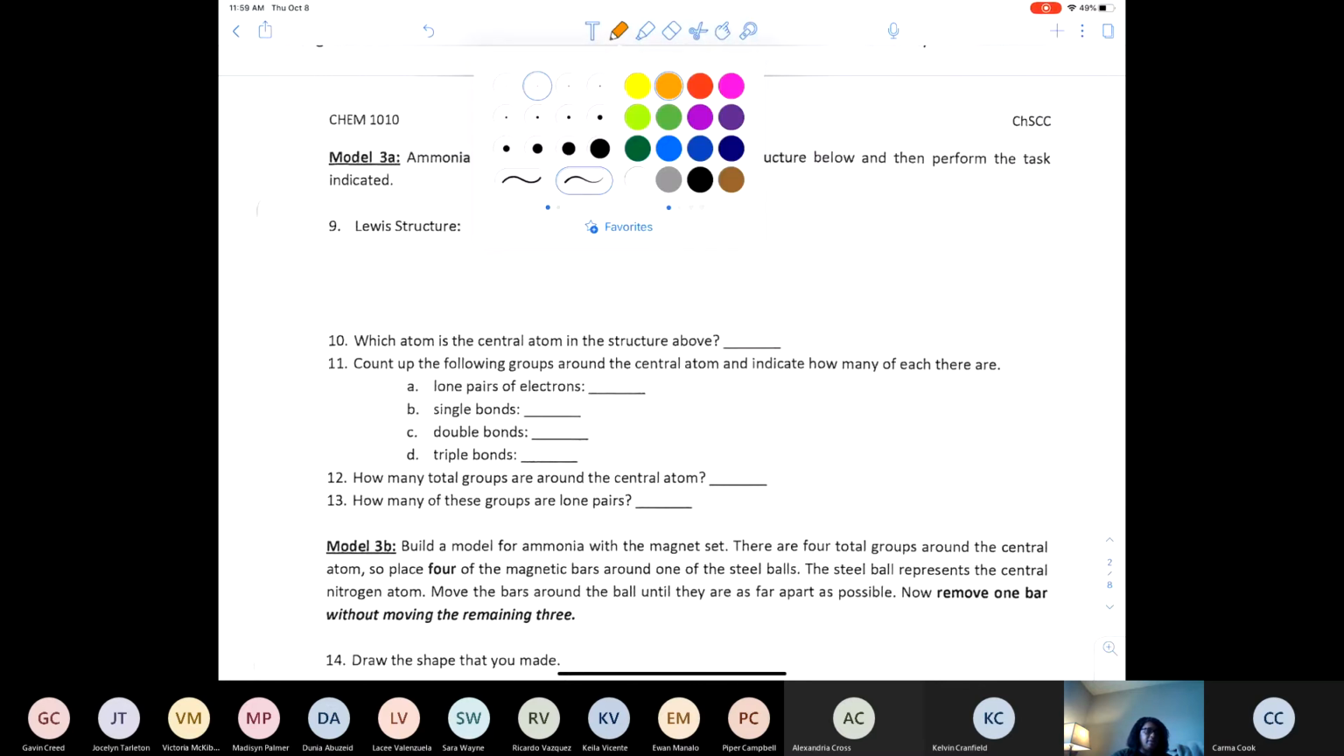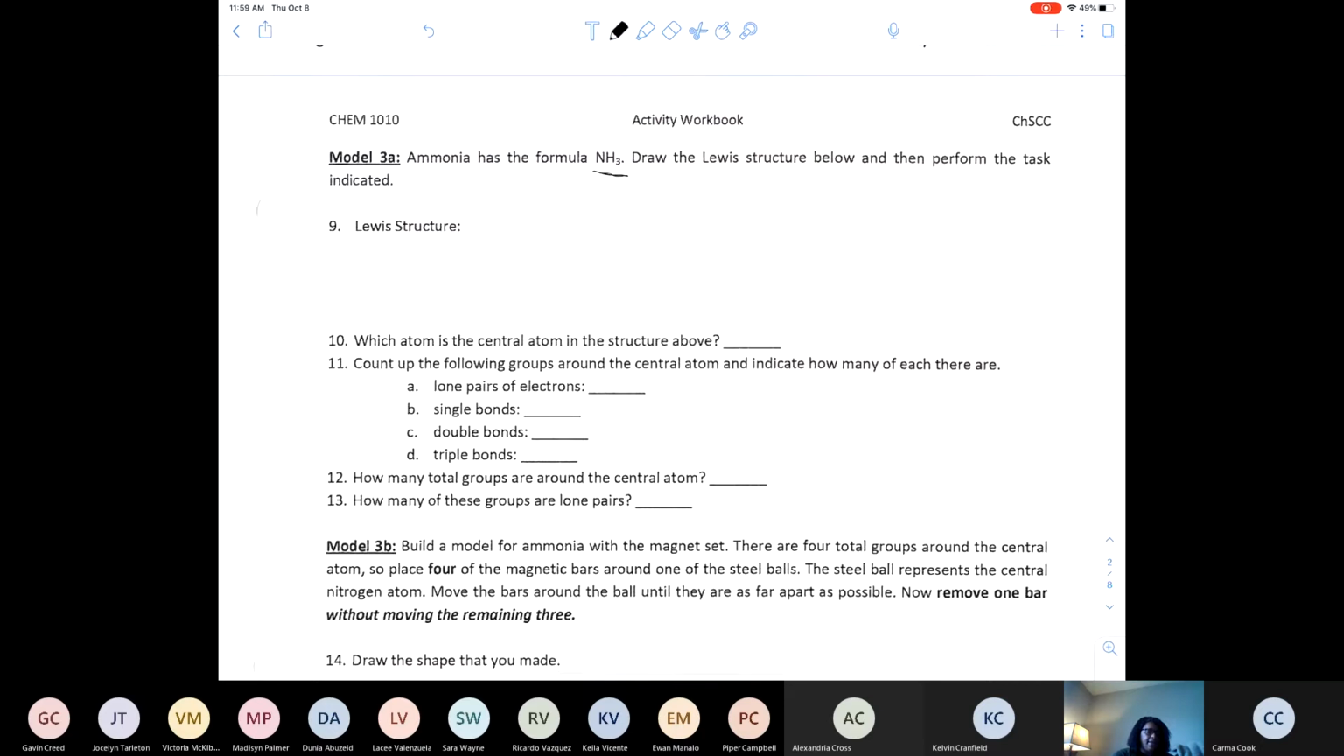So our next compound is ammonia. Ammonia has the formula NH3. And so we remember our central atom rules: hydrogen can never be the central atom, and usually the first atom in the formula is the central atom. So we can conclude that nitrogen is our central atom, and we can use single bonds to connect the 3 hydrogens to our central nitrogen.